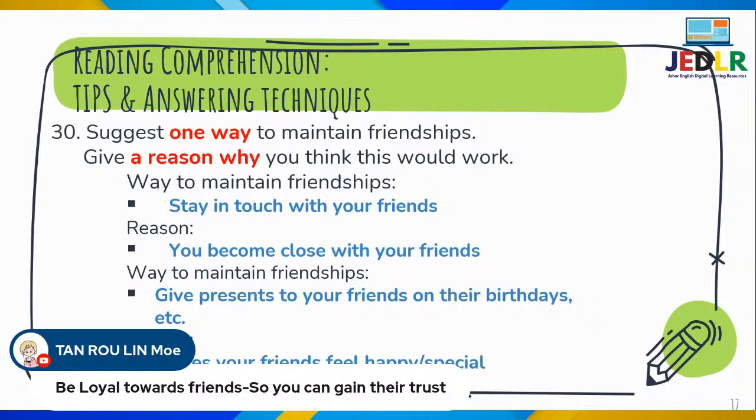One important thing that I need to remind you in these questions is that make sure that your cara, your way, can be matched with your reason. Maksudnya, dia kena selari. Dia tak boleh, for example, you say stay in touch with your friends.